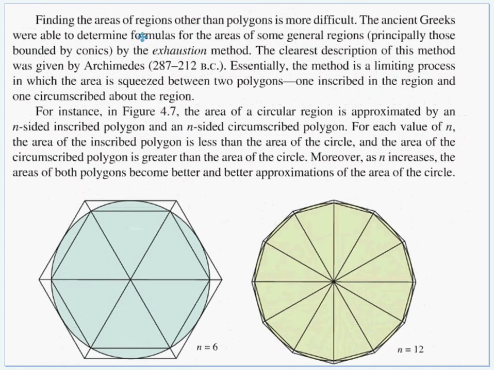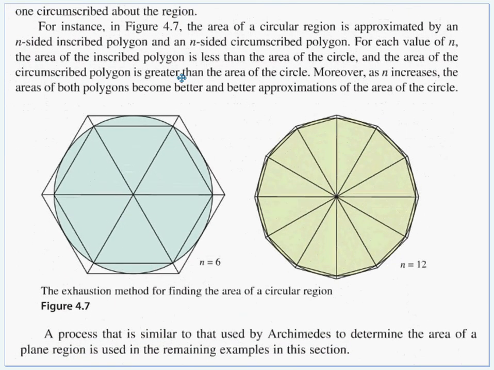Finding the area of regions of other polygons is more difficult. The ancient Greeks were able to determine formulas for the areas of general regions, principally those bounded by the conics, by this exhaustion method. The clearest description of this method was given by Archimedes. Essentially, the method is a limiting process in which the area you want is squeezed between two polygons, one inscribed in the region, one circumscribed about the region. For instance, down in the picture below, the area of a circular region is approximated by an n-sided inscribed polygon and an n-sided circumscribed polygon.